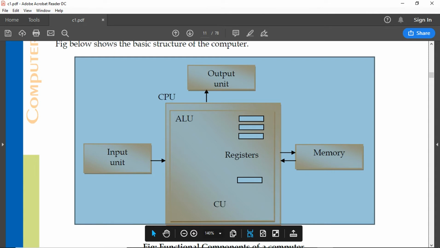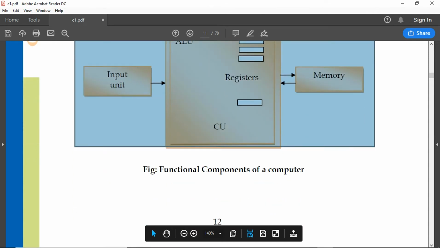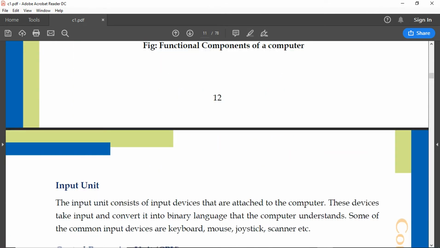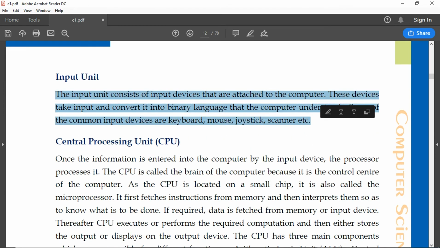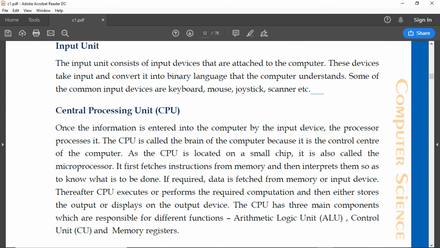Input unit. The input unit consists of input devices that are attached to the computer. These devices take input and convert it into binary language that the computer understands.